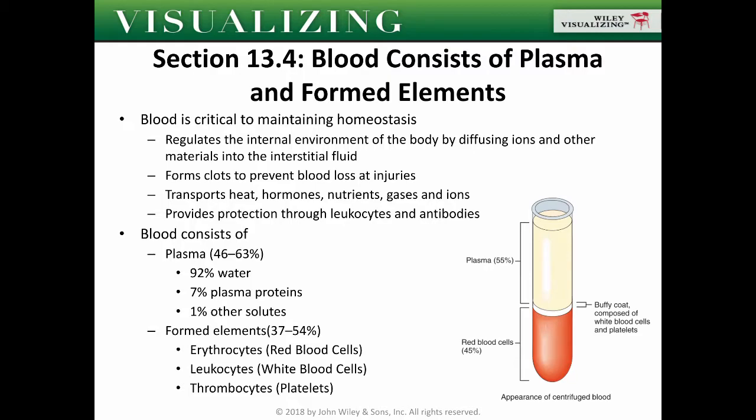So if you look at our blood, as I said, it's a suspension. You have 46 to 63% of plasma, which is basically the liquid part. This is 92% water and dissolved plasma proteins and other solutes, so 7 and 1%. And then we have the formed elements. The formed elements are the erythrocytes, also known as the red blood cells, the leukocytes, which is the umbrella term for the different types of immune cells, the white blood cells, and then the thrombocytes, we have the platelets.